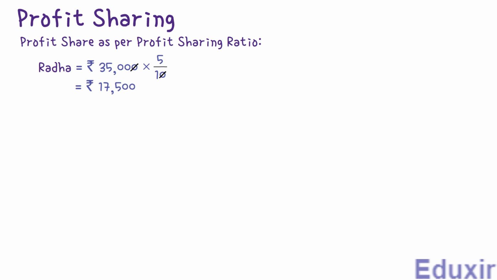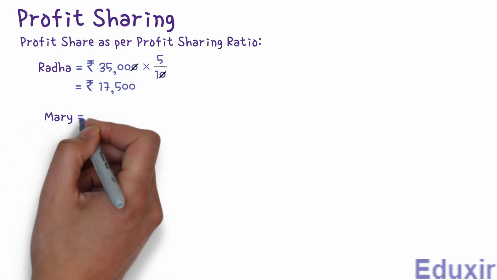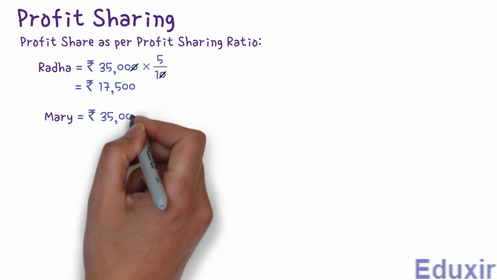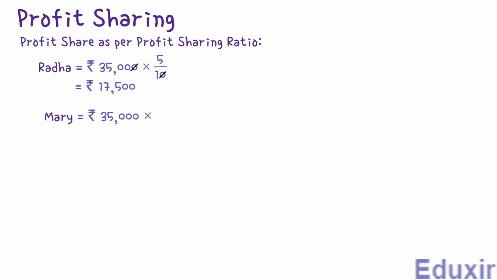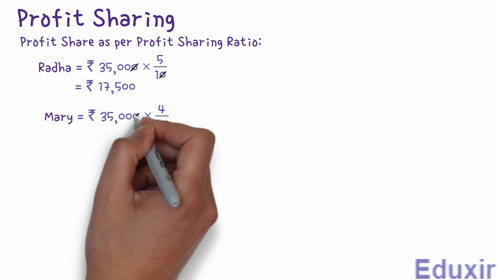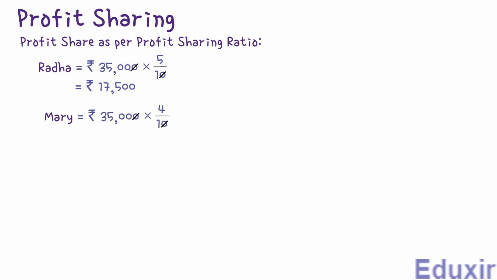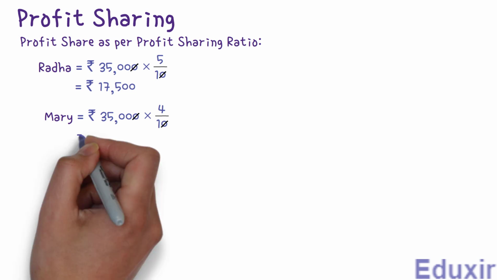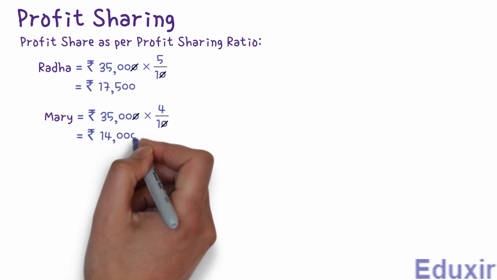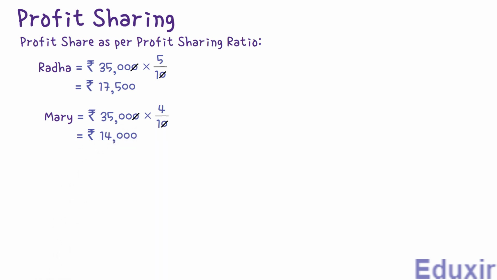Now, the profit share of the partner Mary is equal to the total net profit amount of 35,000 rupees multiplied with her profit sharing ratio 4/10. Let's cancel the 0 in 10 for a 0 in 35,000 rupees. Now, if we multiply the remaining 3,500 rupees and 4, we get 14,000 rupees. This is the share of profit for the partner Mary.